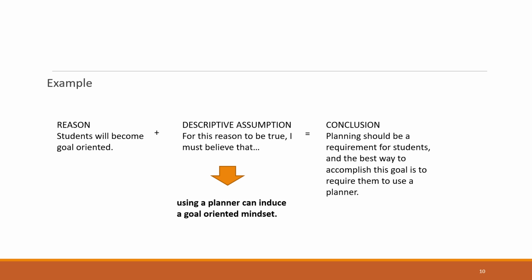So now as a critical thinker, you're going to step back and ask yourself, well, is that true? Do we believe that if a person uses a planner, they're going to become more goal-oriented? If you say, I use a planner and I'm still not goal-oriented, so that's not true, then this weakens the argument. But if you say, yeah, people who use planners tend to be more goal-oriented, and this is true, then it strengthens the argument.